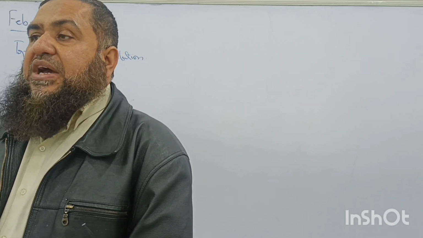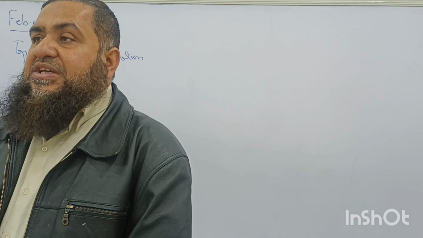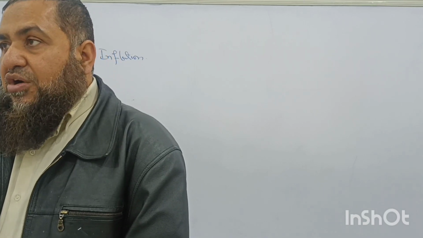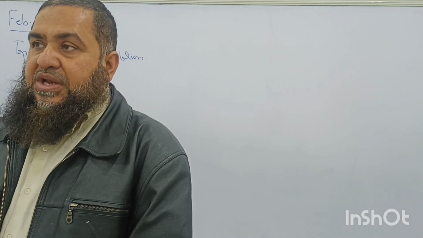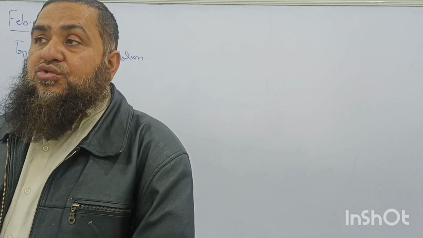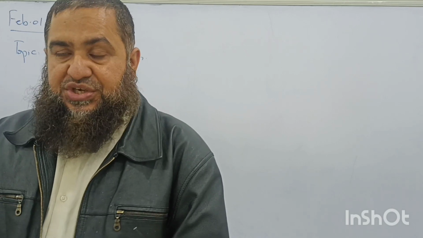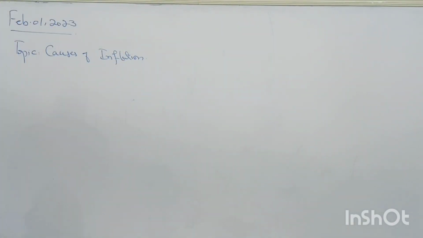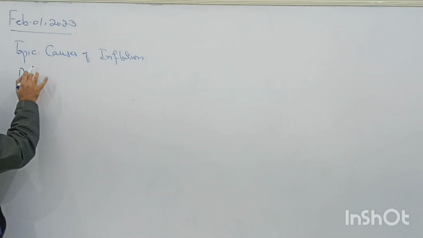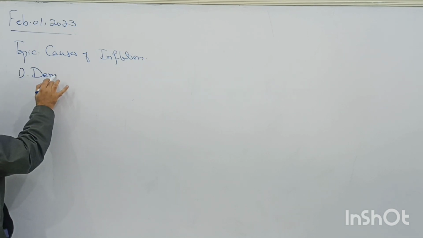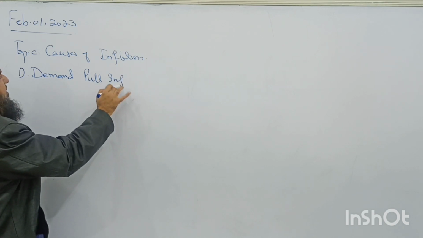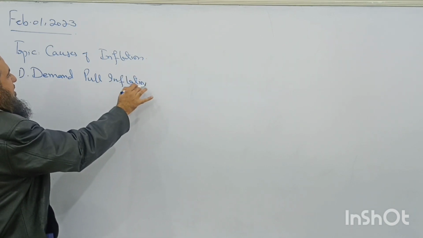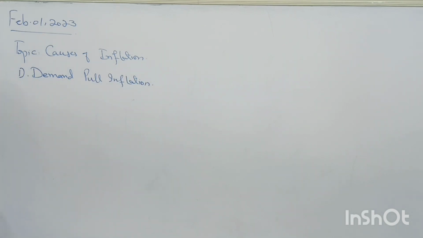Then government will design the macroeconomic policies according to the cause of the inflation in order to provide a remedy, in order to overcome this inflationary pressure. So there are different causes. One is called demand pull inflation. What is it? Demand pull inflation. Okay. So this comes due to increase in aggregate demand in the economy.